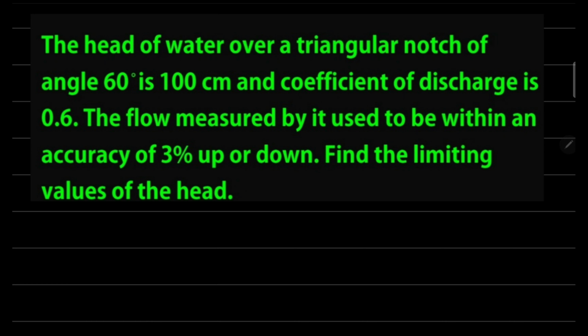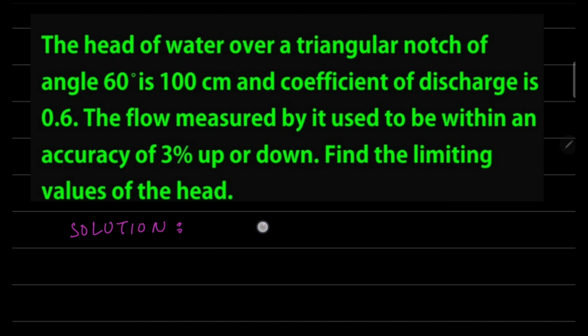So let's take an interesting problem related to the error in the discharge due to the measurement of a wrong value of the head. The problem says that the head of the water over a triangular notch of angle 60 degrees is 100 centimeter and the coefficient of discharge is 0.6. The flow measured by it is within an accuracy of 3% up or down, that means 3% plus or minus. So find the limiting values of the head. So let's go for the solution of this particular problem.